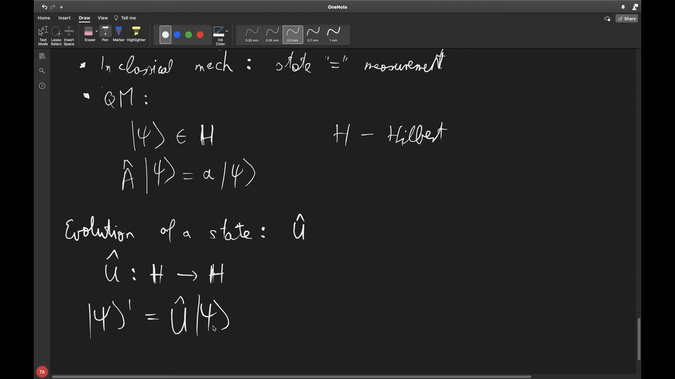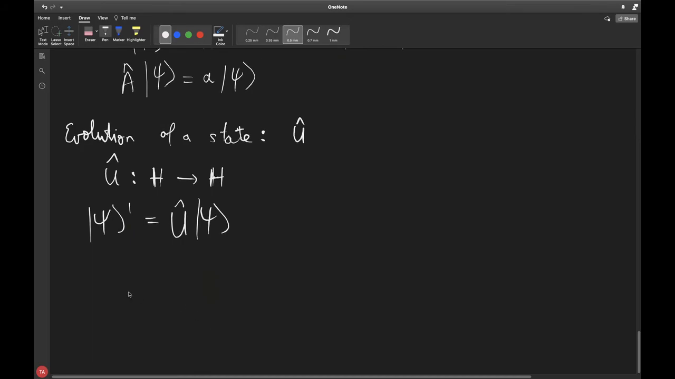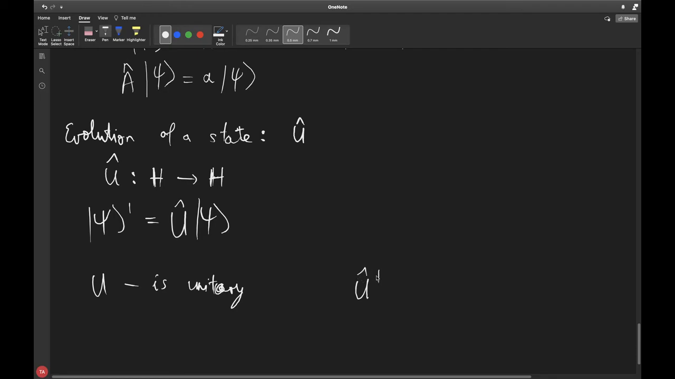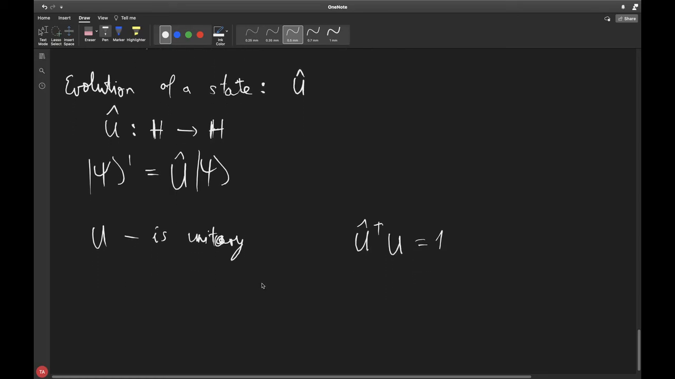So this U operator is a unitary operator, and that's why it is actually called U. So U is unitary. If you don't know what that means, there is a video about matrices and unitarity included there as well. Essentially, just a quick reminder is that when we do the U dagger multiplied with the U, we get 1. That's what unitarity means.